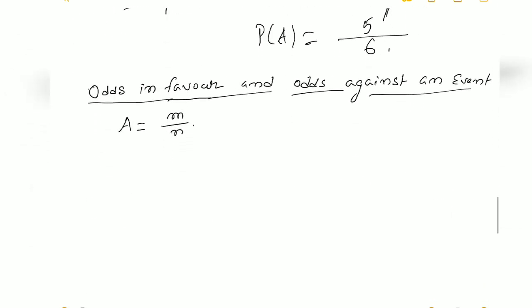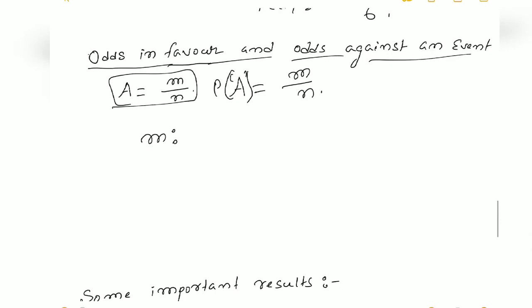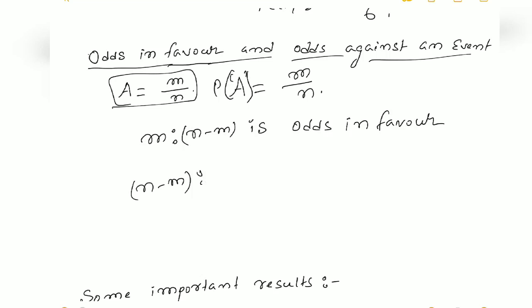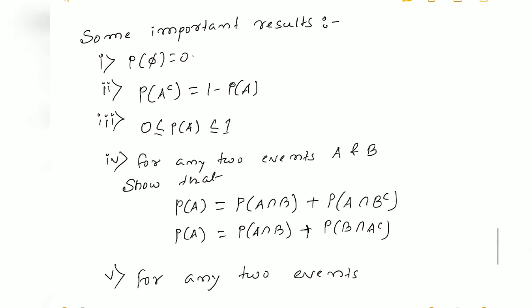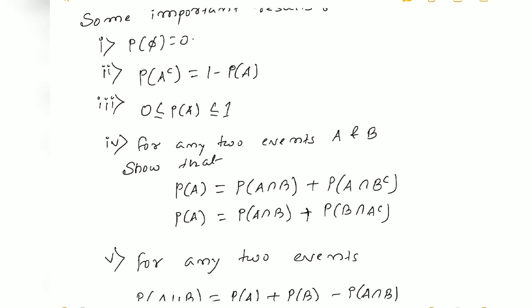Now, odds in favor and odds against the event. Now suppose you are having an event A whose probability of occurring is m by n. Now the ratio m is to n minus m is the odds in favor. Now the reciprocal of this term, that is n minus m is to m, is the odds against the event.